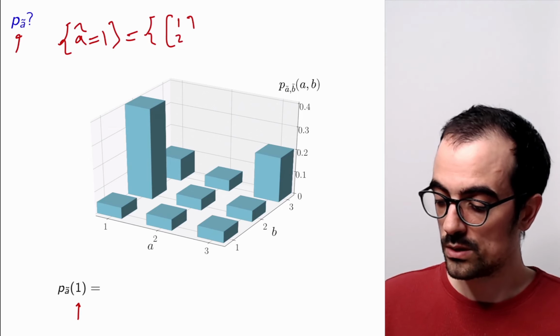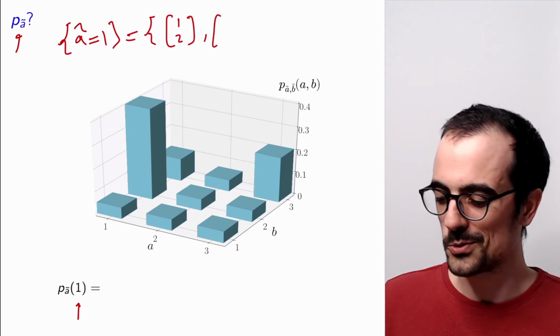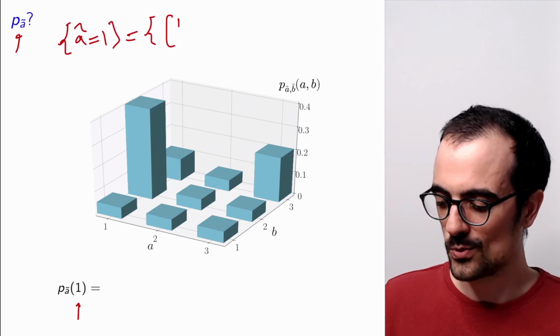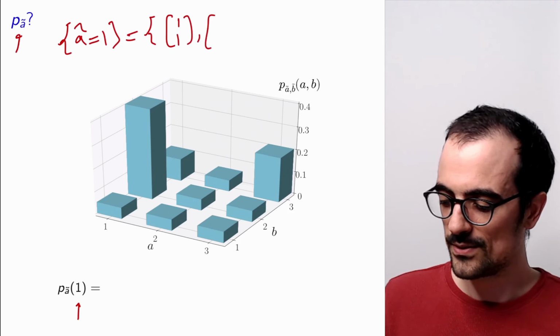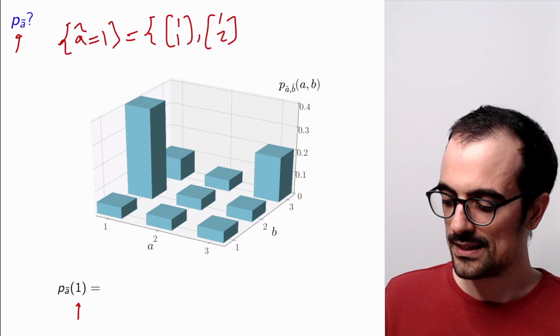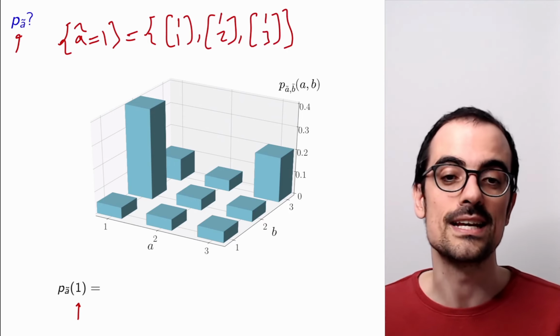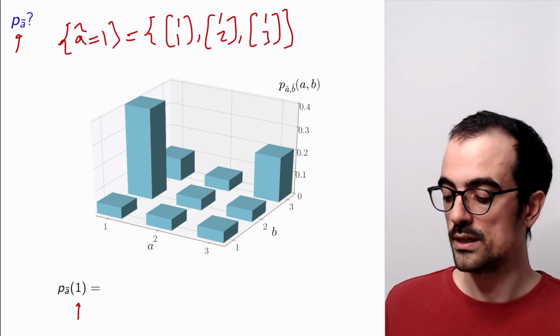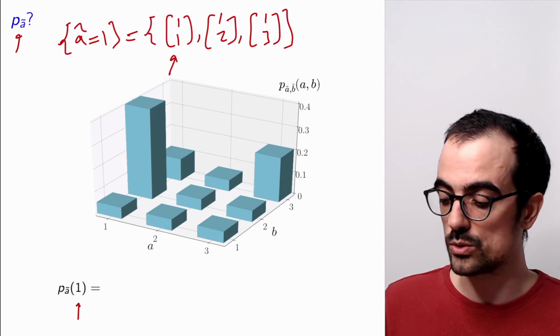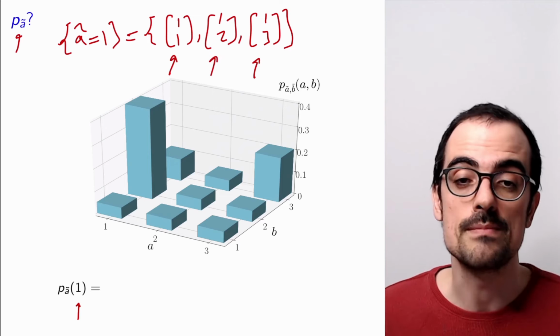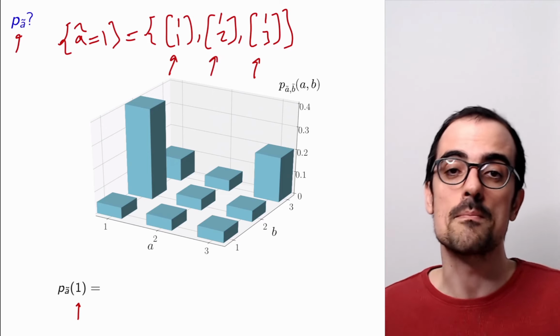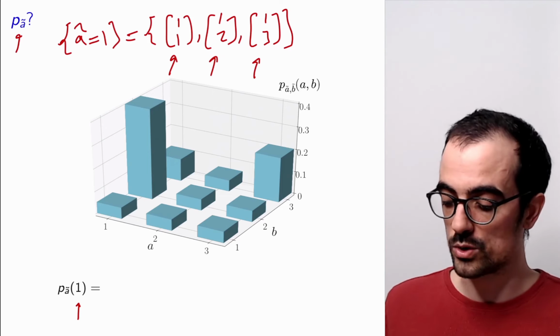1, 1, 1, 2, and 1, 3. The event that we're interested in at the end of the day is just the union of the individual events that A and B are equal to these three possible values. And if you remember, we can compute that by just summing the joint PMF over those values.